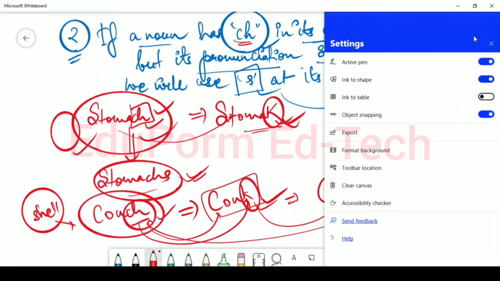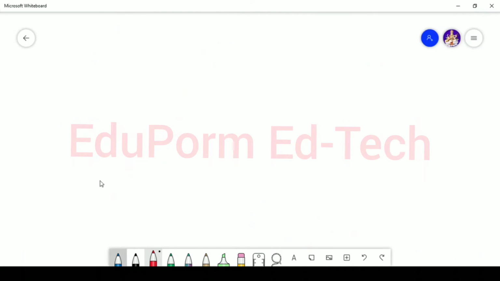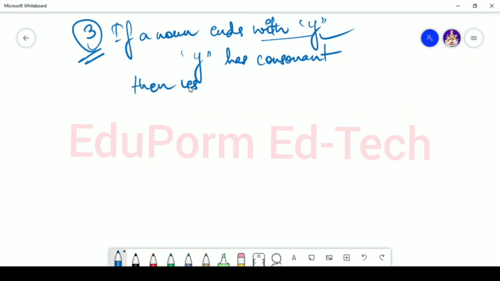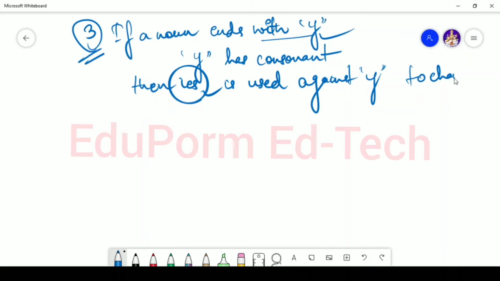Now let's talk about the third rule. The third rule says that if a noun ends with Y, okay, if a noun ends with Y and Y has a consonant before it, okay, then IES is used against Y to change them in its plural form.